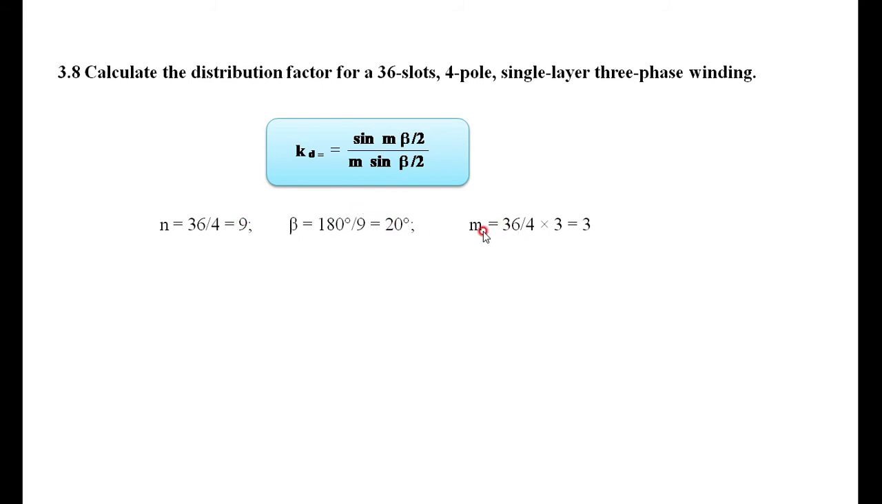Then m is the number of slots per pole per phase, or m is n by 3. M is equal to n by 3, which gives 3. We know the value of m and the value of beta, so we just have to substitute and find the value of Kd. Kd, what we are getting is 0.96.